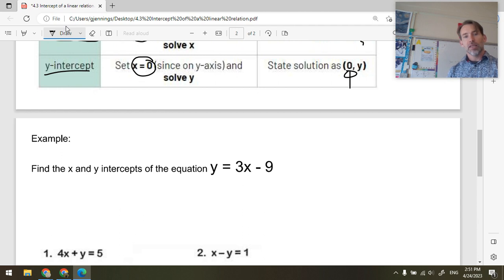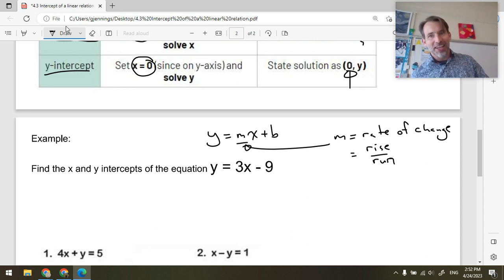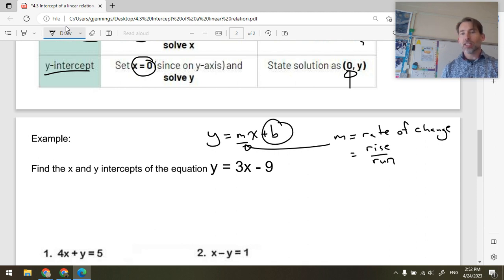So let's take a look at this one. This is a nice example because I created it and it's in y = mx + b form. m is what we looked at yesterday. m is the rate of change, and it can also be written as rise over run. That's your rate of change or the slope of your line. But then the b actually gives you one of your intercepts. There it is there, -9.